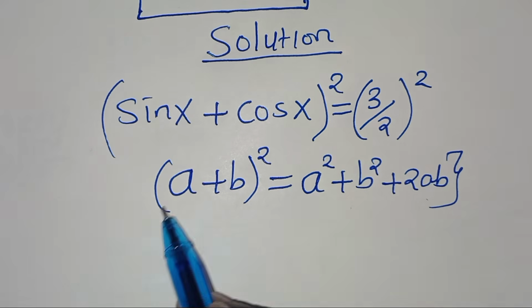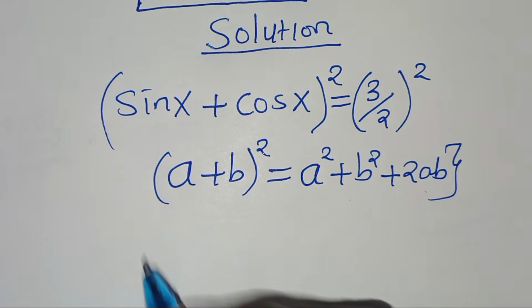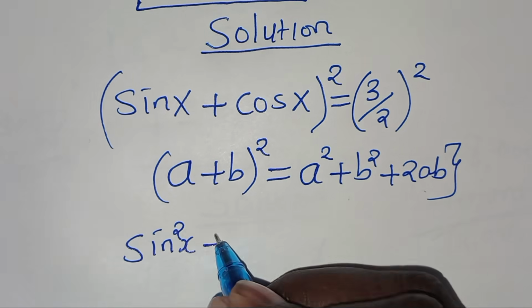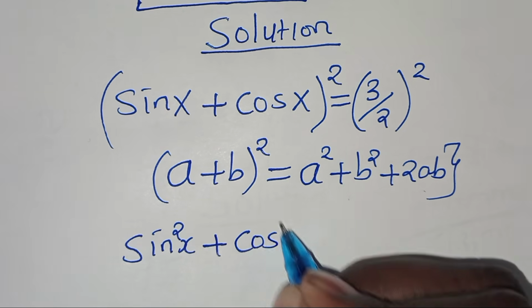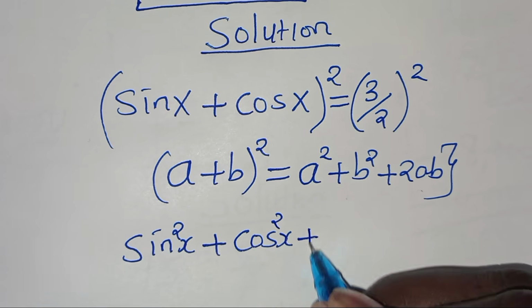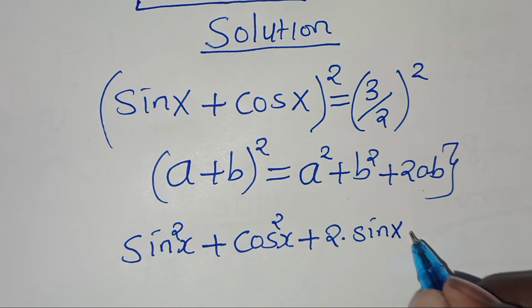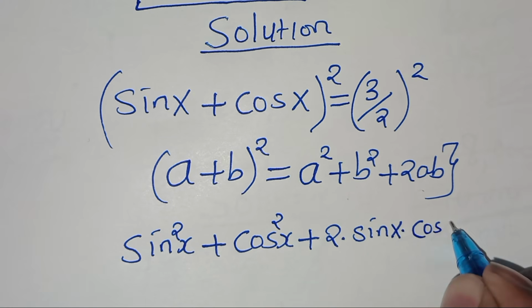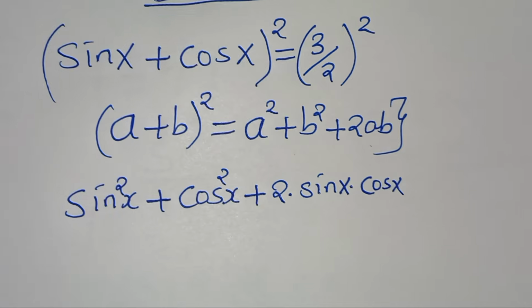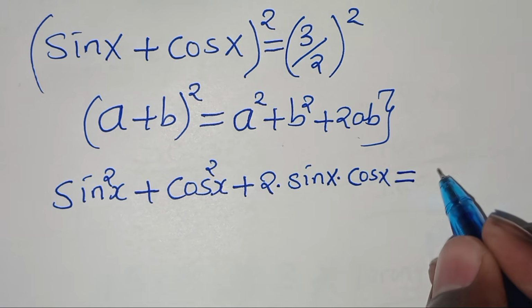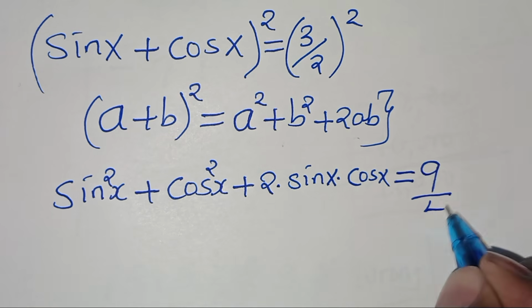Now applying this algebraic identity, we have sin squared x plus cos squared x, plus 2 multiplied by sin x multiplied by cos x. This is equal to (3 over 2) to the power of 2, which is the same thing as 9 over 4.